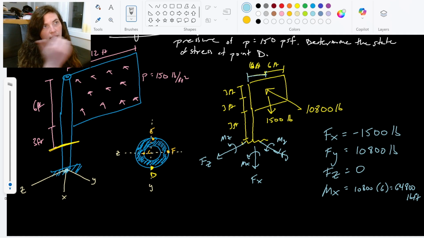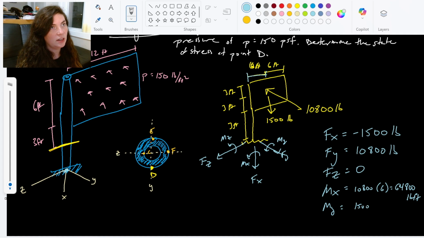If I take my hand in the direction of the y-axis and curl my fingers around, the only one that's not parallel and is contributing is going to be the 1,500 pounds. So 1,500 pounds times its distance away from the axis, which happens to be 6 feet again. So my My is going to be 1,500 times 6, which is 9,000 pound-feet.